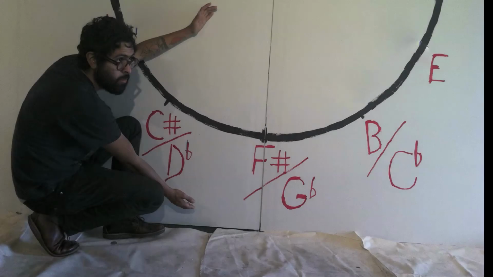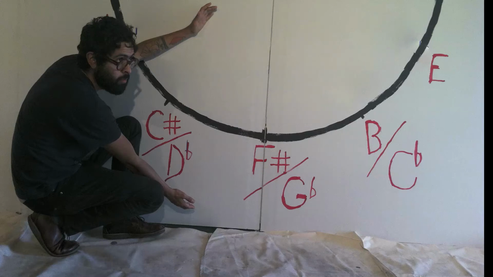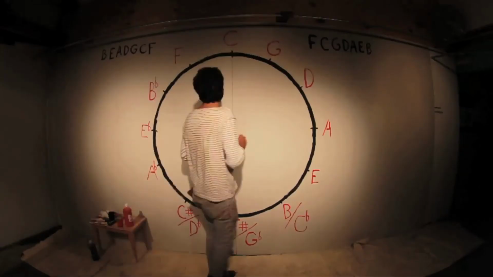One thing that we see is between 5 and 7 o'clock, there are two names for each key. These are called enharmonic keys because they sound exactly the same and contain exactly the same pitches, even though they have different names. One enharmonic key will be a sharp key while the other will be a flat key, but they sound exactly the same because they are the exact same pitches.